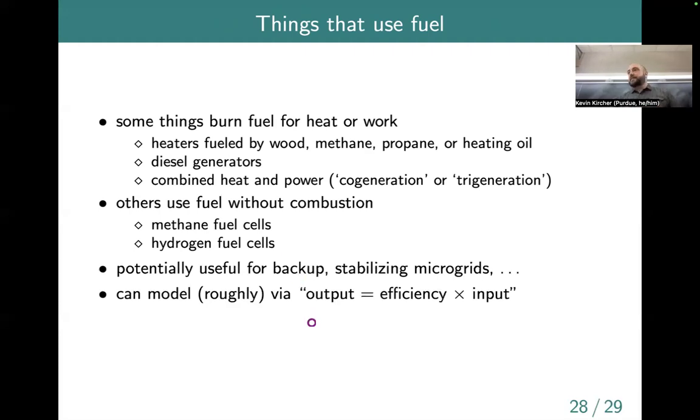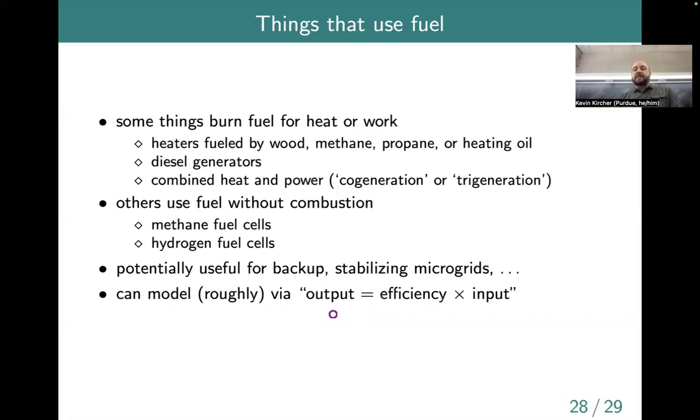And there are various uses for things that use fuel. They can be used for backup, either backup heat, backup power. They can be used to stabilize a microgrid. So you could imagine building a solar microgrid that to run autonomously only off of solar, you might need an enormous battery. But if you had a little bit of natural gas generation, for example, you might be able to get away with a much smaller battery and a much smaller solar array.